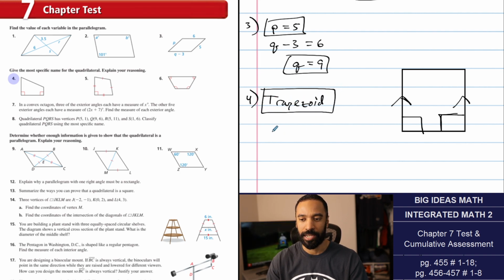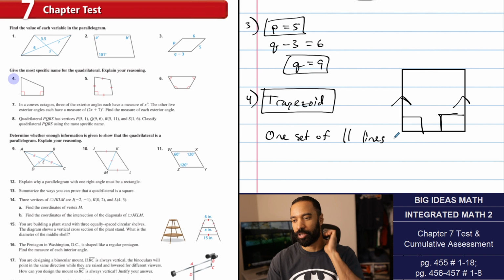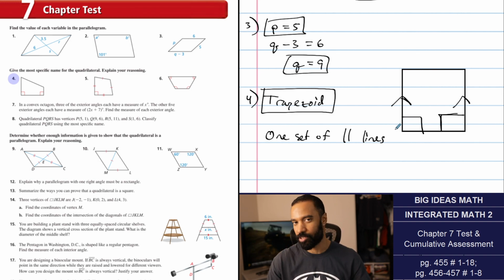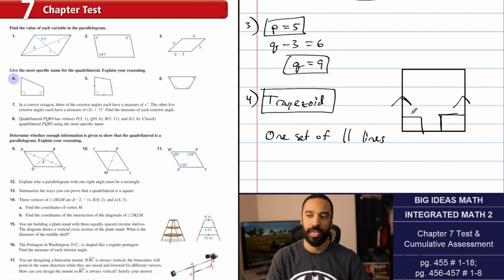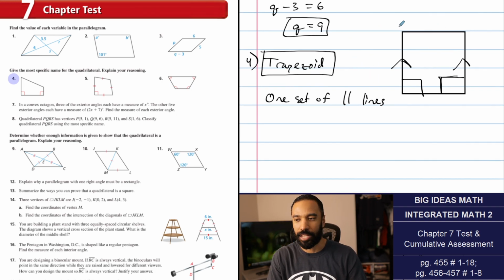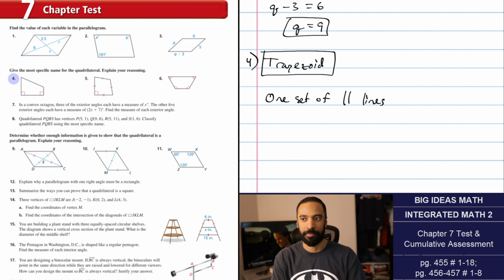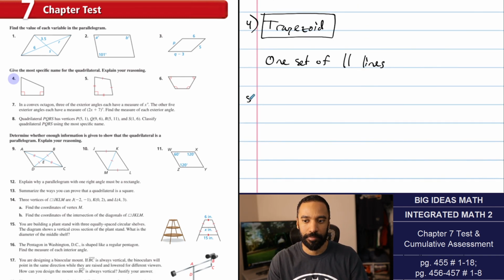It's a trapezoid because of one pair of parallel lines, based on the converse of the same side interior angles theorem. And again, just based on that drawing alone, based on the markings of the drawing, we can say that. So there's number 4. Number 5.